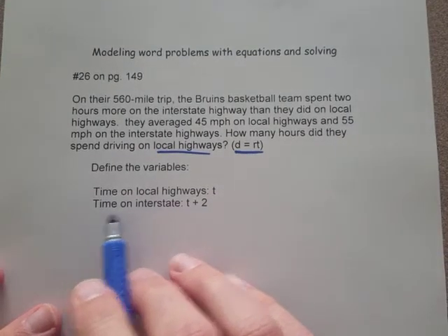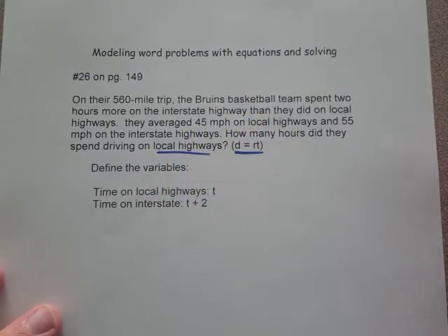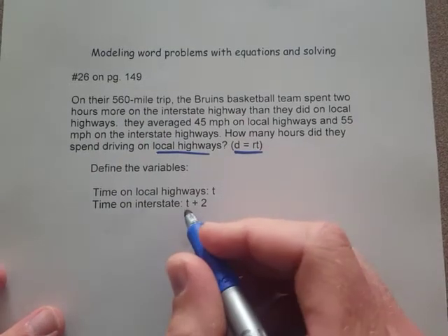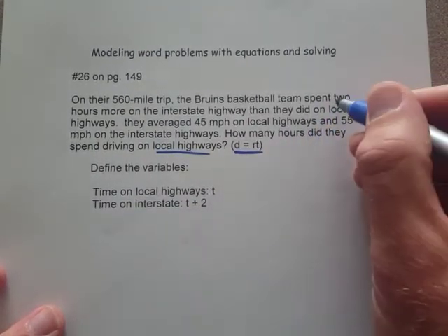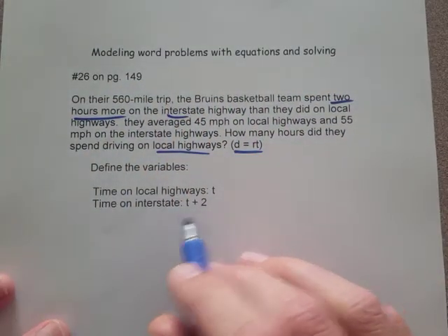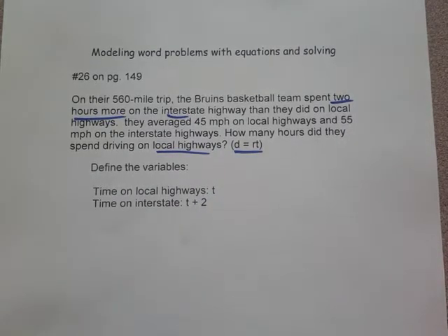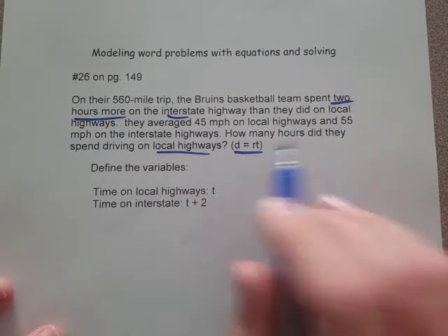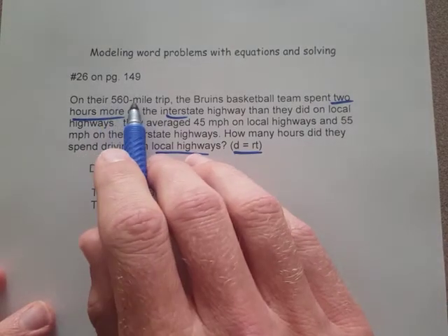Now there's also time on the interstate, because we need to take into account that we went on the interstate and on the local highways, 45 and 55, to get our total of 560. So I'm going to call that t plus 2, because it tells us here that they spent 2 hours more on the interstate highways. And so t plus 2 will make whatever time this is plus 2 hours. So now what we're going to do with this is try to use this distance model, d equals rt, to add up for their total trip that they have right here.